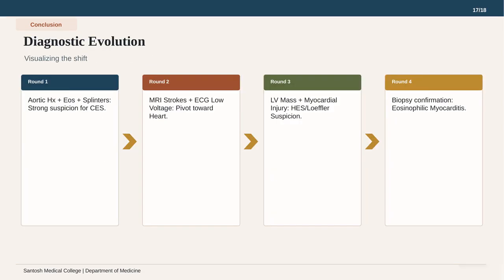This flowchart beautifully visualizes the diagnostic evolution across our 4 rounds. Starting on the far left at round 1, the combination of an aortic history, eosinophilia, and splinter hemorrhages initially drove a strong suspicion for cholesterol embolization syndrome.